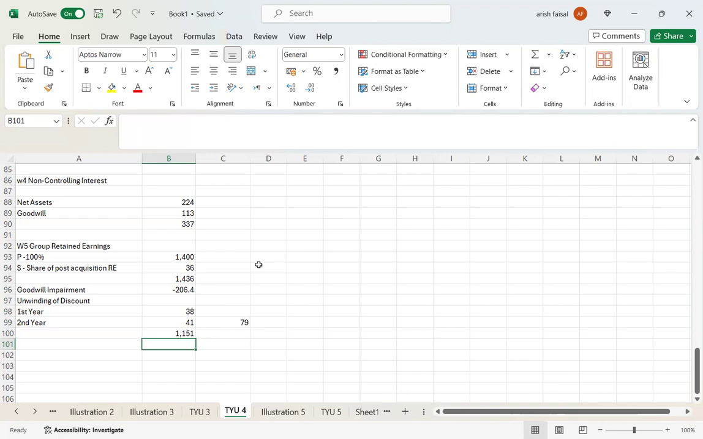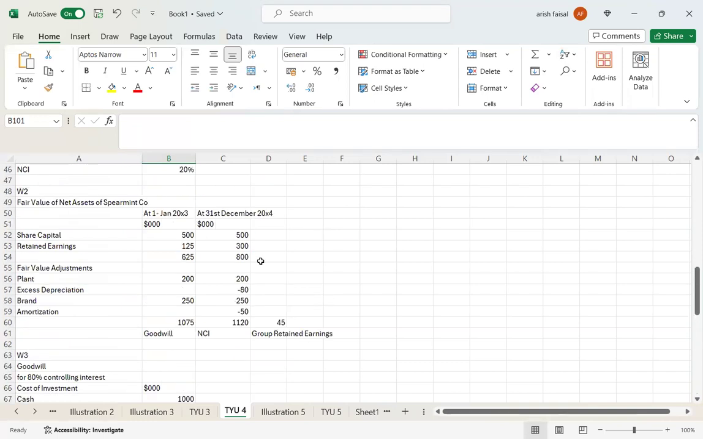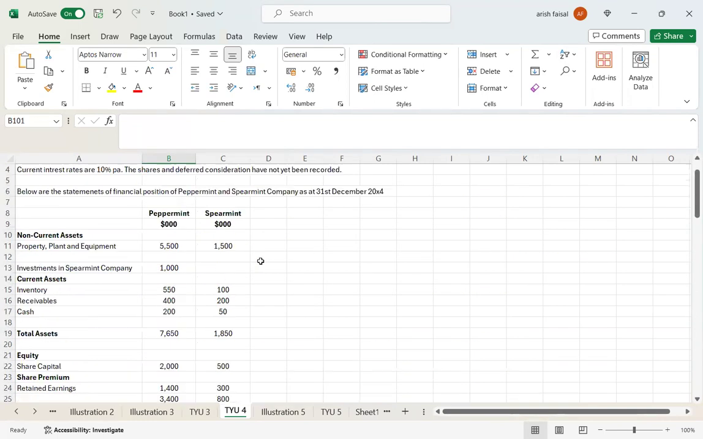Okay. So now once we have completed all our five workings, we have to prepare the consolidated balance sheet, right? So here it's going to be your Peppermint group. You have to put the thousands, right? Just a little bit of presentation.